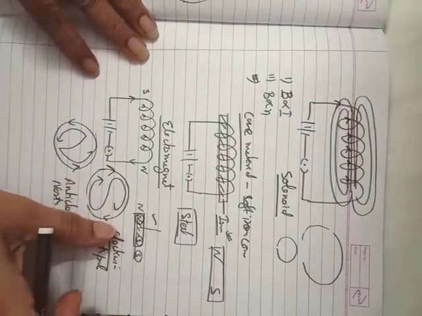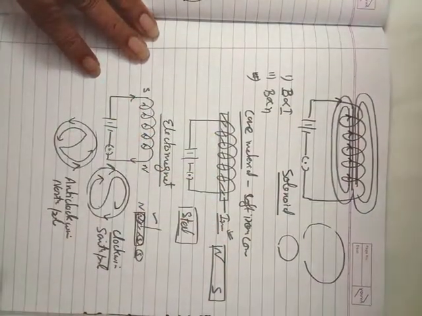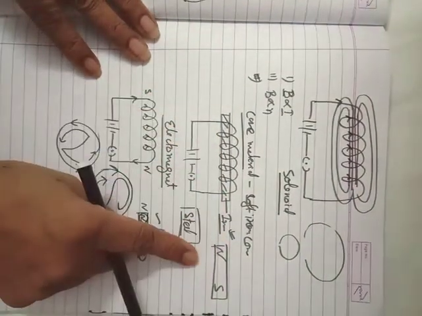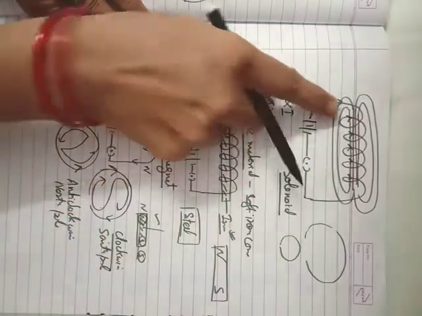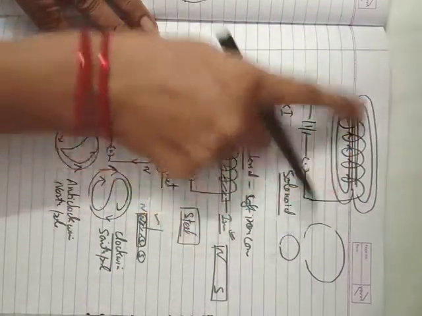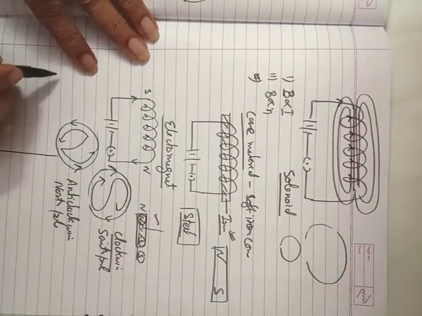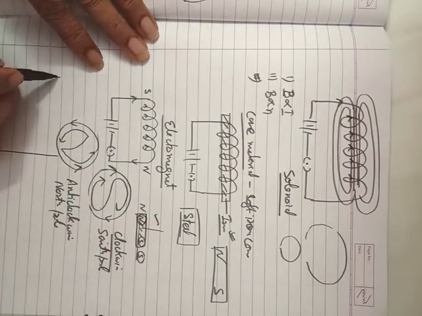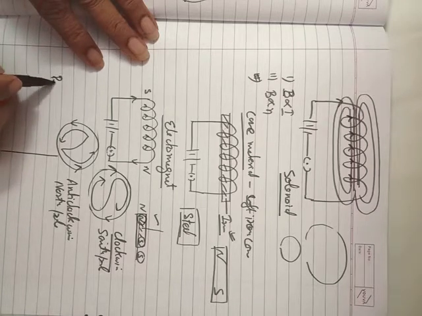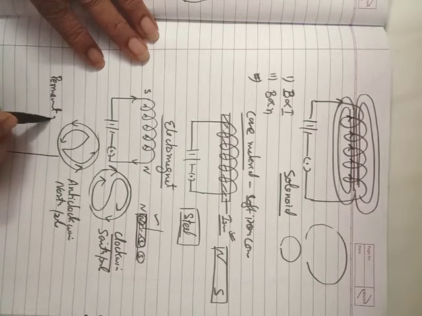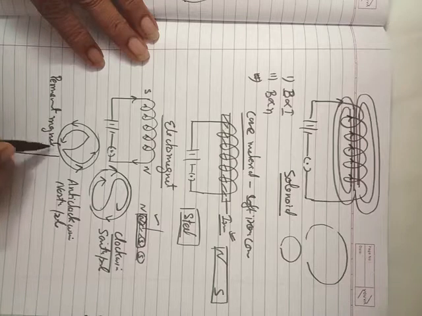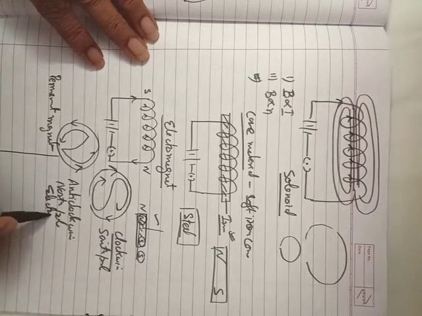What is the difference between this electromagnet and this bar magnet? They behave like a magnet. Both of them behave like a magnet. They both have the north and south pole. Both have the same type of magnetic field around them. So what is the difference between them? We can write the difference between the permanent magnet and the electromagnet. Here I am writing the permanent magnet, and this is the electromagnet.